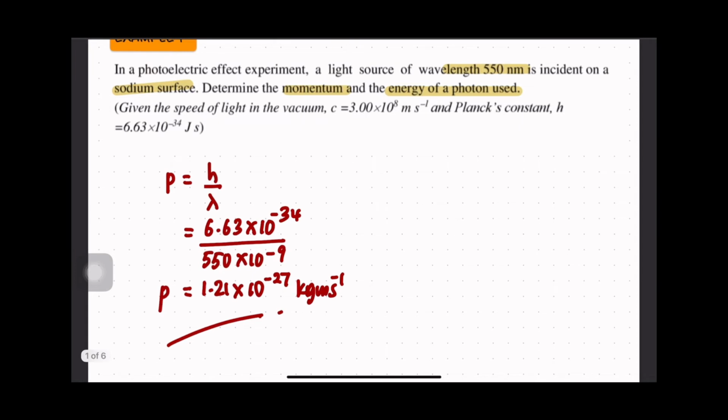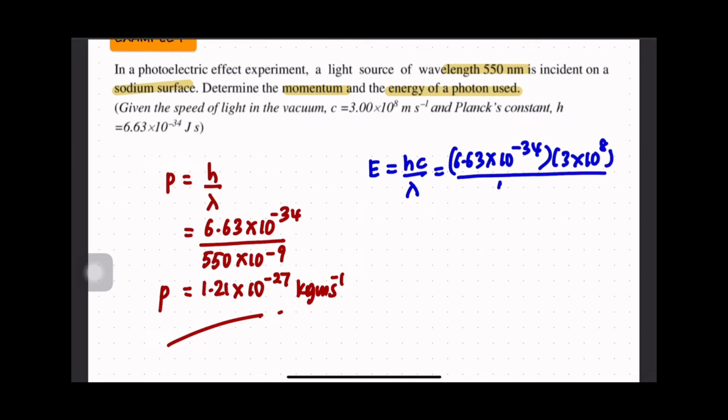So, energy of photon E is equal to hc over wavelength. So, h is 6.63 times 10 to the power of negative 34 times with 3 times 10 to the power of 8. And then divide by the wavelength is 550 times 10 to the power of negative 9. Okay. Dia tak nak dalam electron volt kan. So just leave in joule pun tak apa.